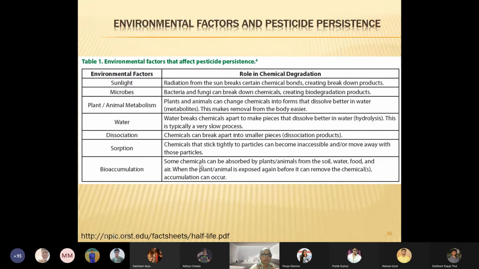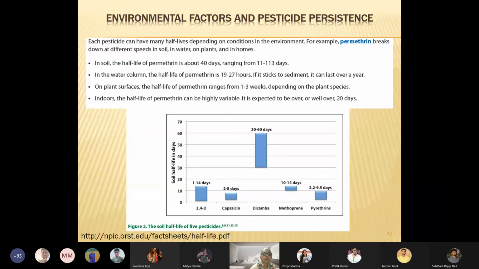Then we come to bioaccumulation. So there are chemicals that will be absorbed by plants, by animals, from soil, water, food, air. All of this can happen and they will accumulate over a period of time. So as there is continuous exposure to the chemical, you get accumulation over a period of time, and that will lead to toxic effects.